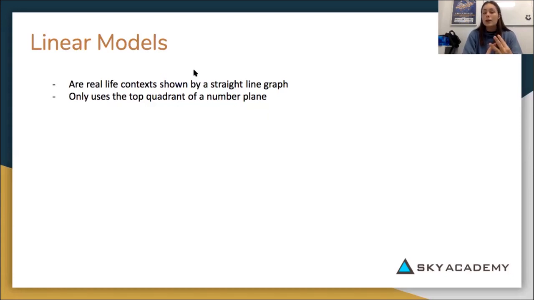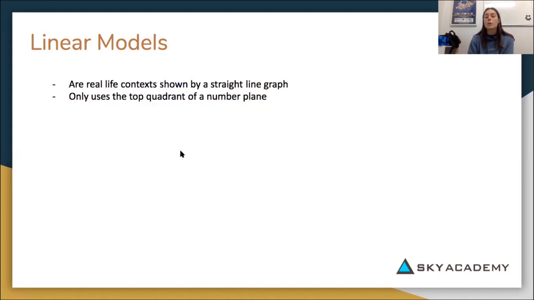A linear model uses the information that we've learnt so far from the previous two videos, and it's a real life context shown by a straight line graph. So it's applying your knowledge of gradients and intercepts and table of values and a straight line graph to a real life context. And they love to do linear model questions because they love to apply your knowledge to reality. They don't want you just to know what the maths is, but if you can apply it, that's what NESA, the Education Standard Syllabus, wants you to achieve.